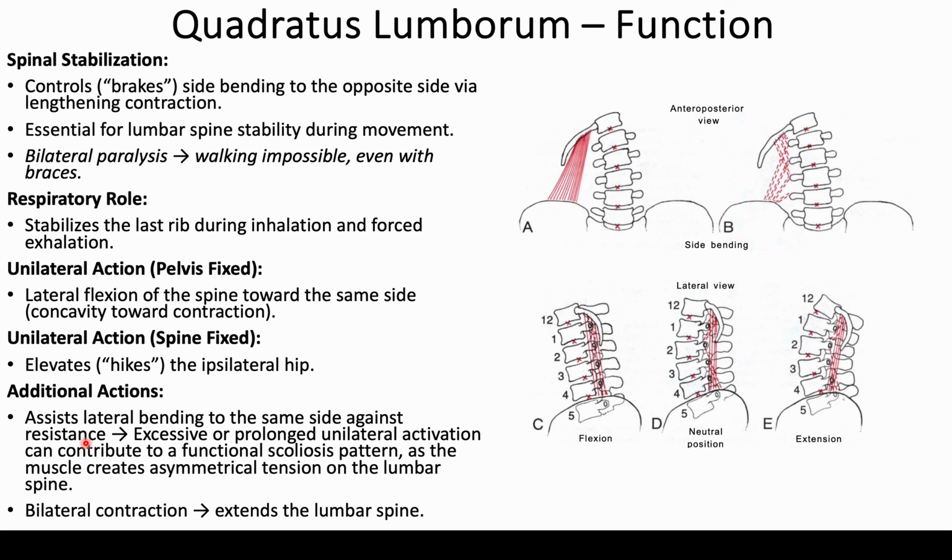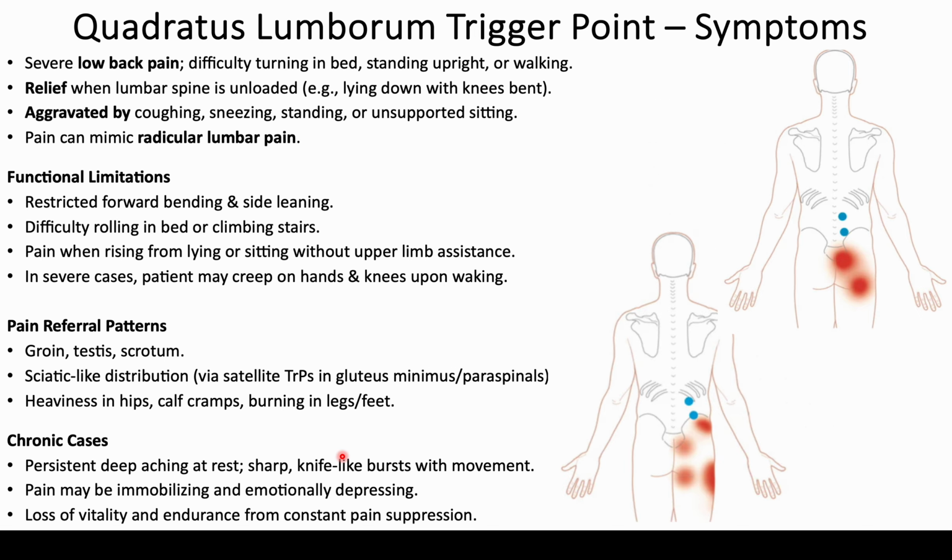So this is a very important function, but it can also have implications. Let's say the amount of work that this side is doing is more than this side. Over time, this spine is going to start bending more towards that side because of the force that this QL has. Let's say the QL muscle has trigger points in it. Well, that's going to shorten the muscle. The shortening of this muscle forces the spine to bend this way, giving the appearance of scoliosis. And that's called a functional scoliosis.